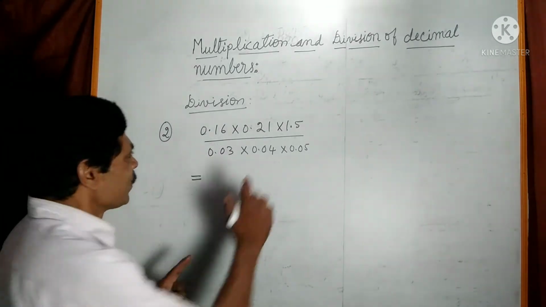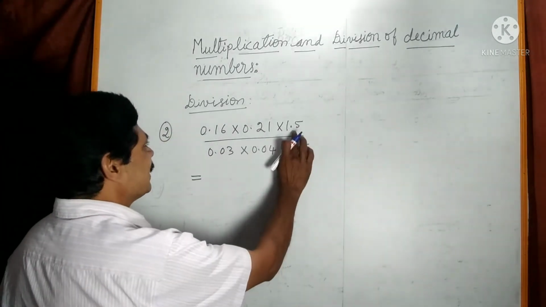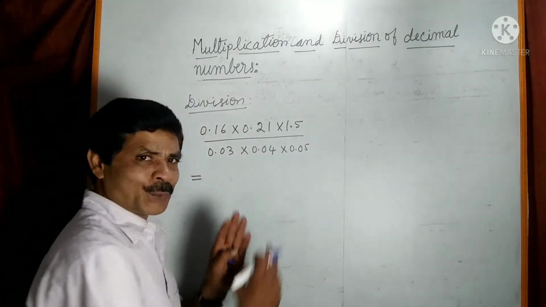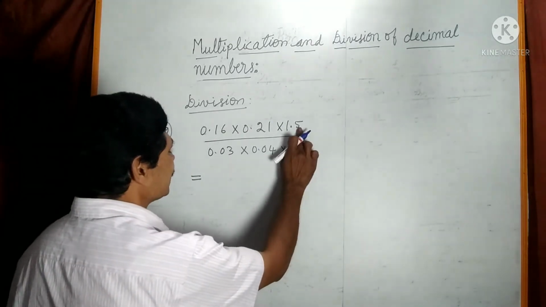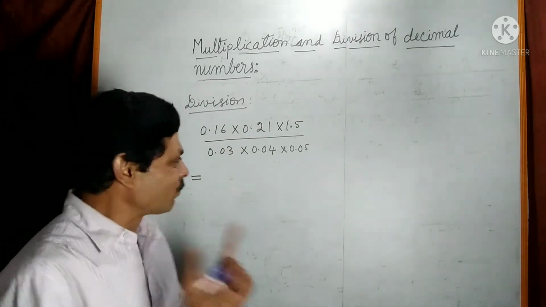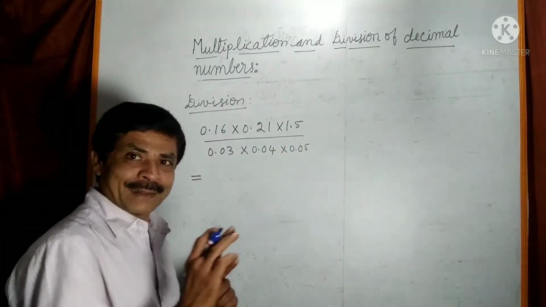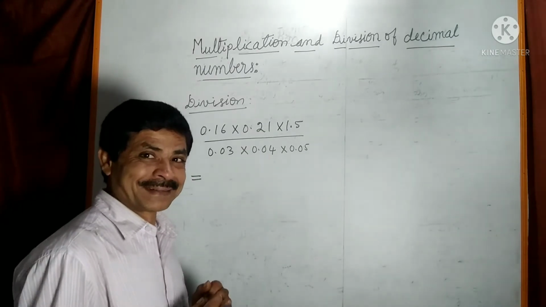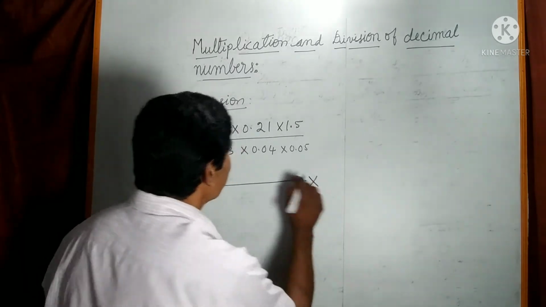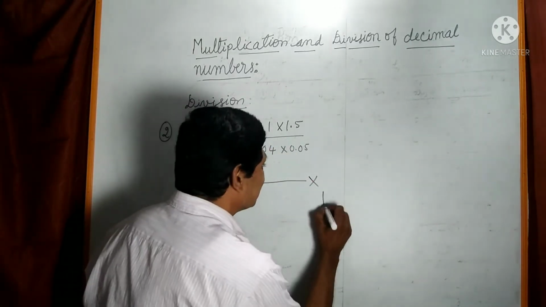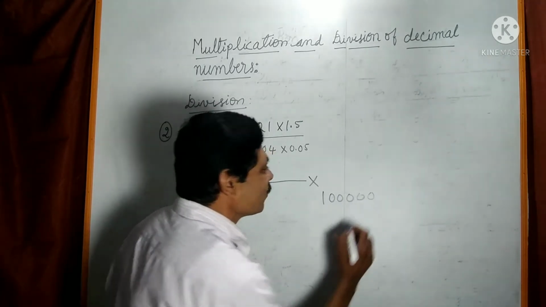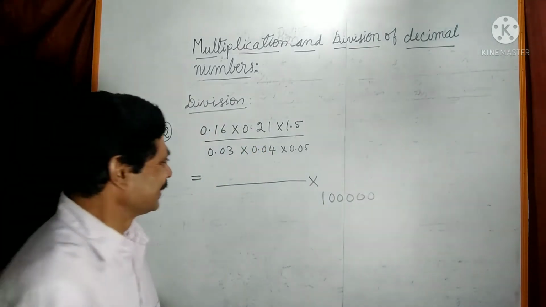First, what we have to write? We have to see how many digits are there after the decimal points to the right. That means 1, 2, 3, 4, 5. Means 5 digits in the decimal part. So we have to write 5 zeros. 1, 2, 3, 4, 5 zeros in the denominator.